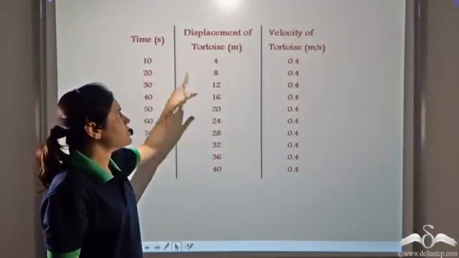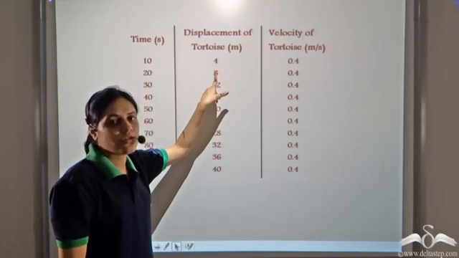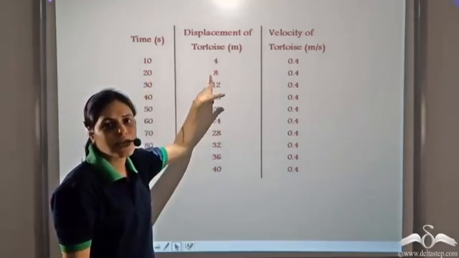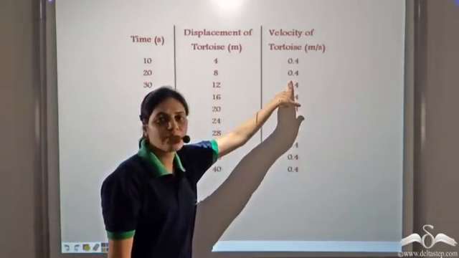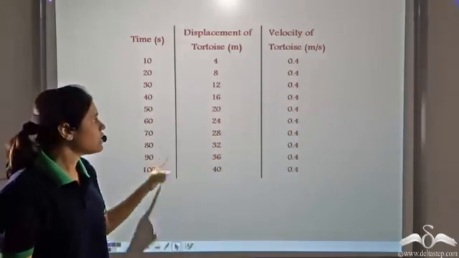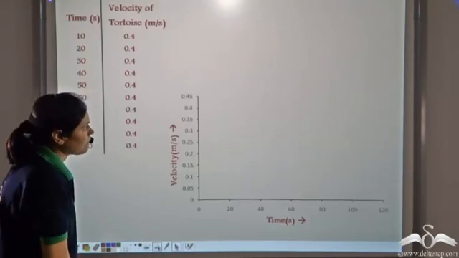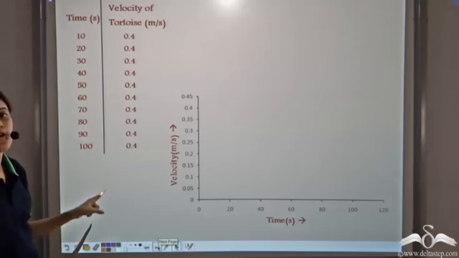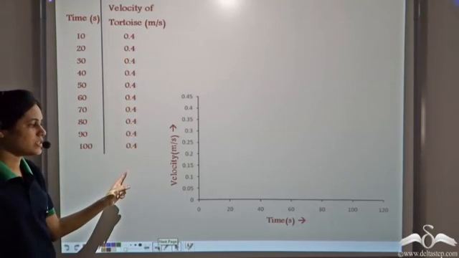After 20 seconds, displacement of tortoise was 8 meters. So velocity is displacement by time, that is 8 by 20, which gives us 0.4 meters per second. So in this way, we calculate the velocity for each time interval. So this is the time versus velocity table for tortoise, time taken and the corresponding velocities.